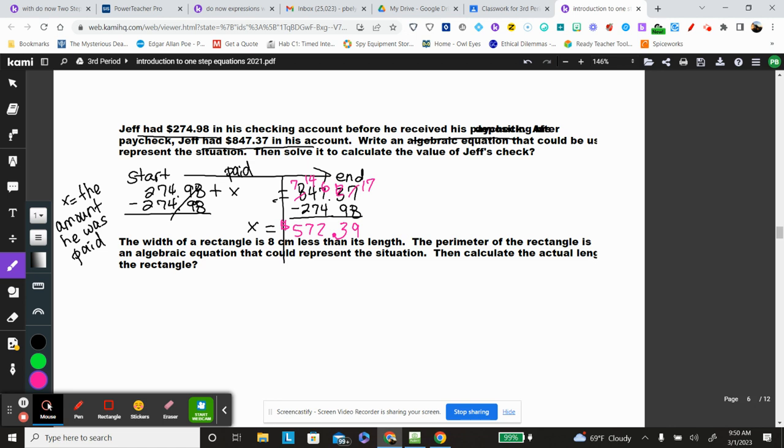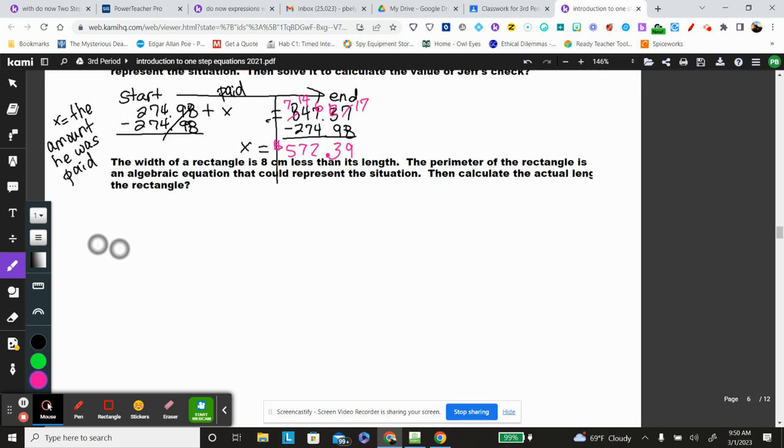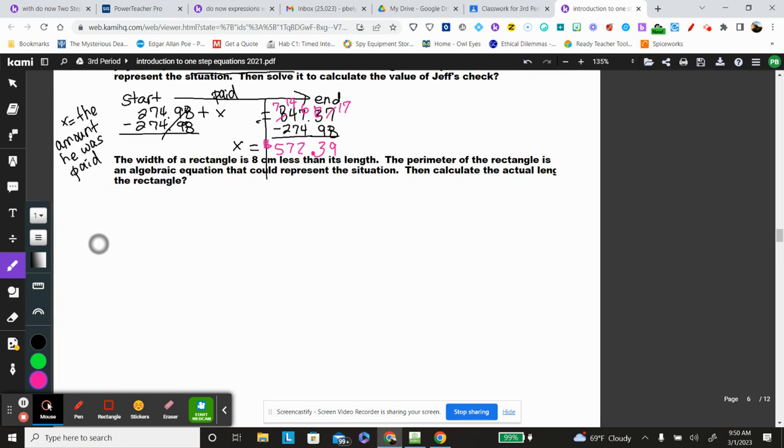Everybody understand how I set my equation up? Yes, ma'am. He started with something, he got paid X, and then he ended with something. That was our last problem. Alright, you have free time. You've got a test tomorrow though. The test tomorrow will look like a scavenger hunt, okay? Alright, let's see. Y'all know how to find the perimeter of a rectangle?